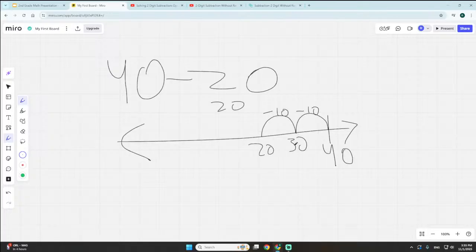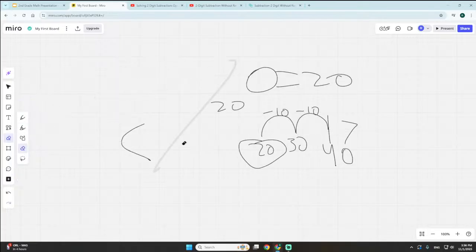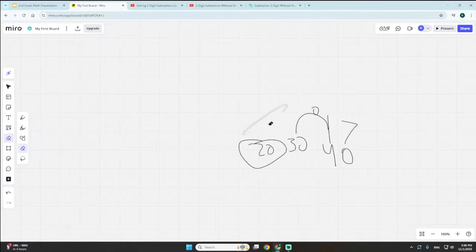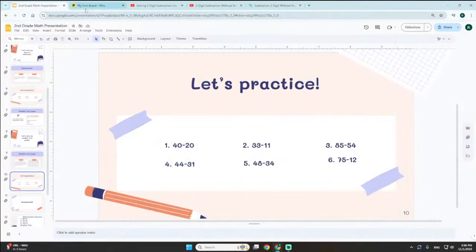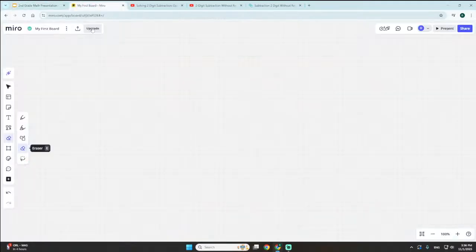So, we went another 1 jump and another jump. So, 2 jumps because there's 2 in the tens place. And then we get 20. Okay? And as always, if you want to do these problems, you can pause the video. You should pause the video so you can practice them before we go over the answer.